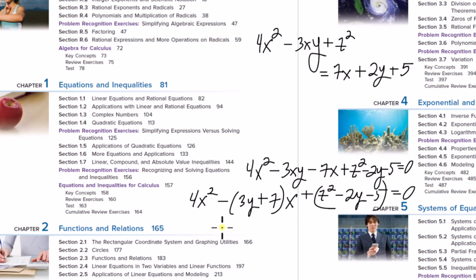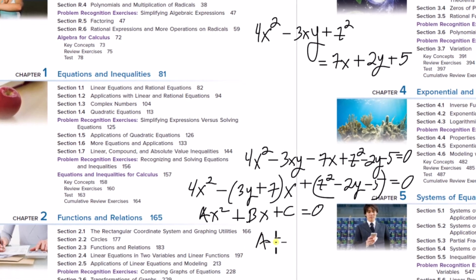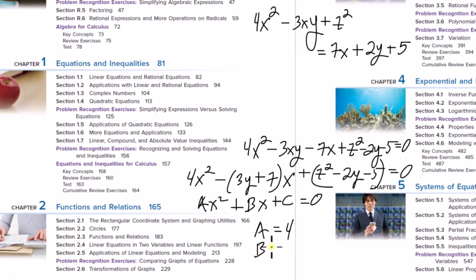Okay, so now here you can clearly see we've got this ax squared plus bx plus c is equal to 0 quadratic form here, with a being equal to 4, b being equal to minus 3y minus 7, and c being equal to z squared minus 2y minus 5. So what you could do is you could apply the quadratic formula. Now, yes, this is messy.